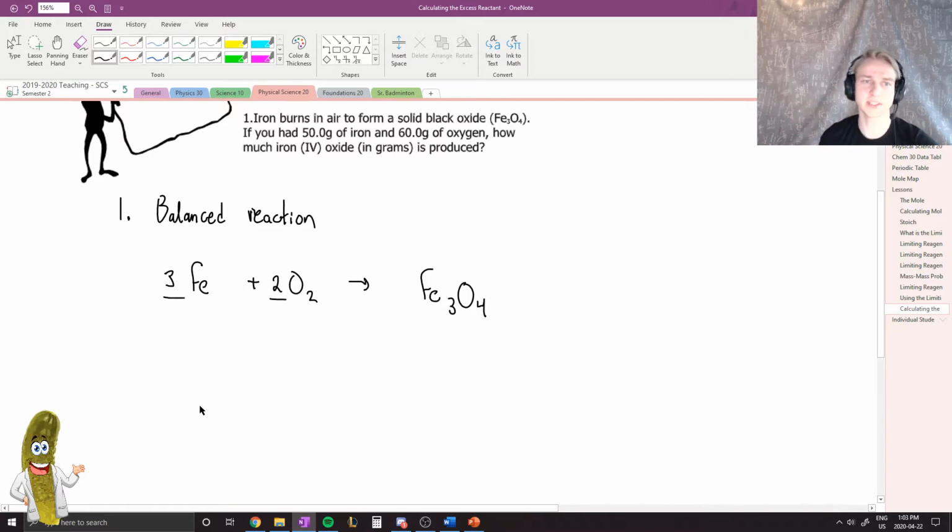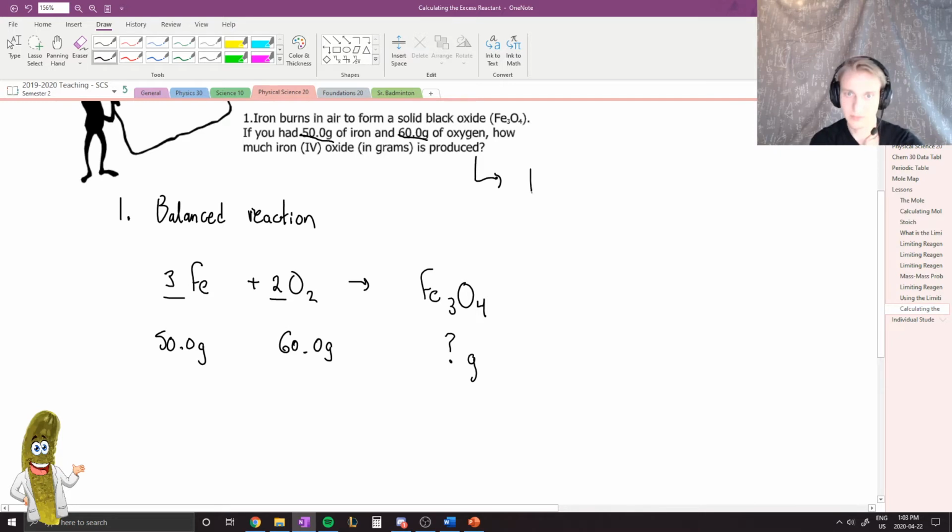So again, we know that this is an excess reactant question because we are given the number of grams of both of the reactants. We were given 60.0 grams of oxygen, and 50.0 grams of iron. Now the question is, how much iron oxide in grams is produced? So we want to know how many grams of this is produced. And then what we're also going to add on to this question is how much of the excess reactant is left over.